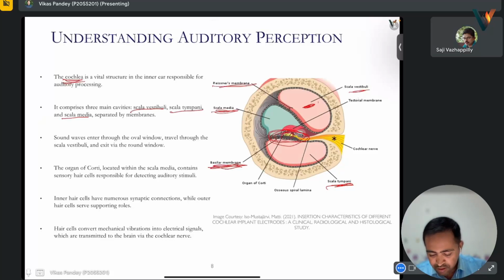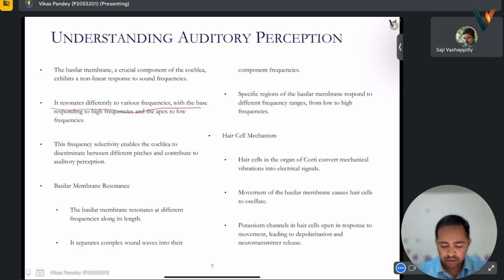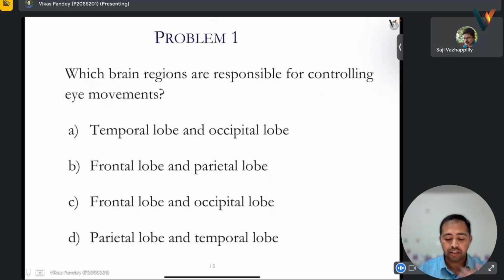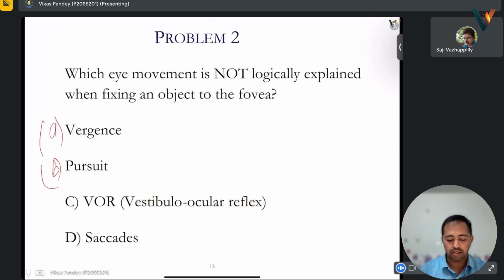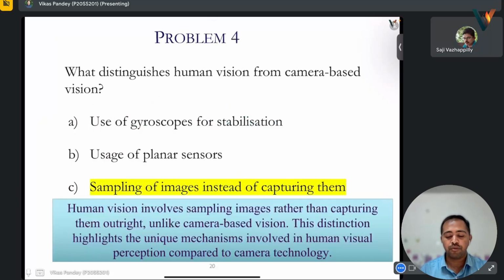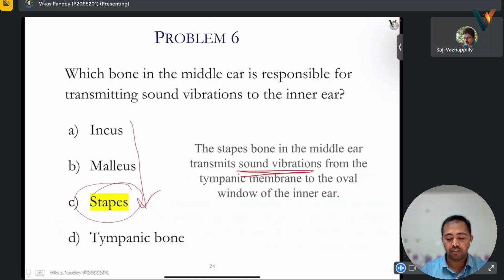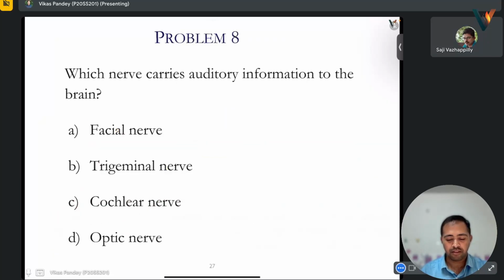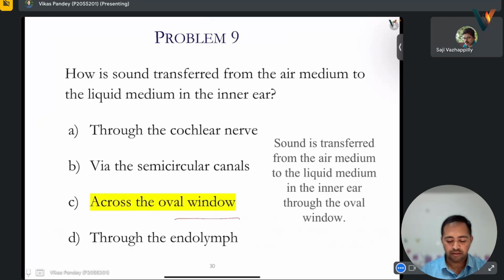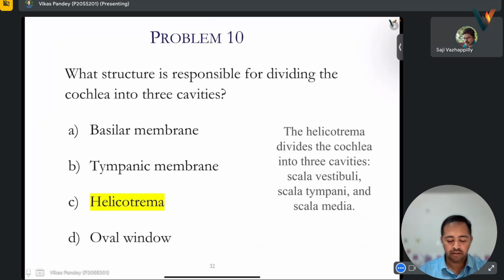So it is in the center. It is not dividing the whole structure. The question is asking which one is dividing it into three parts, three cavities. These are scala vestibuli, scala tympani, and scala media.